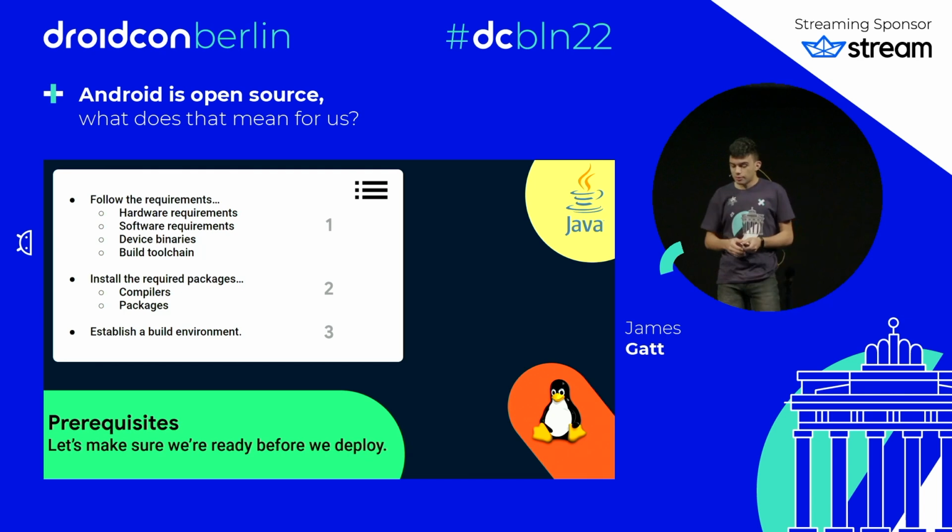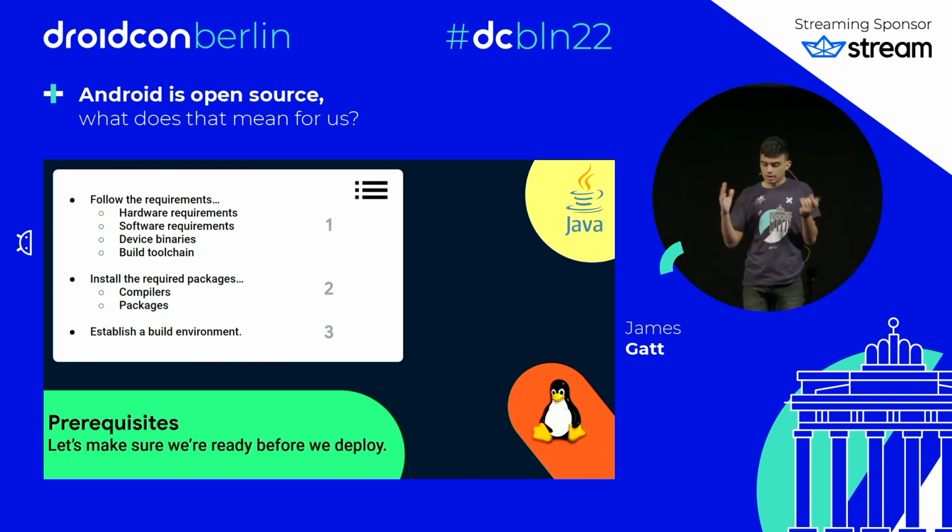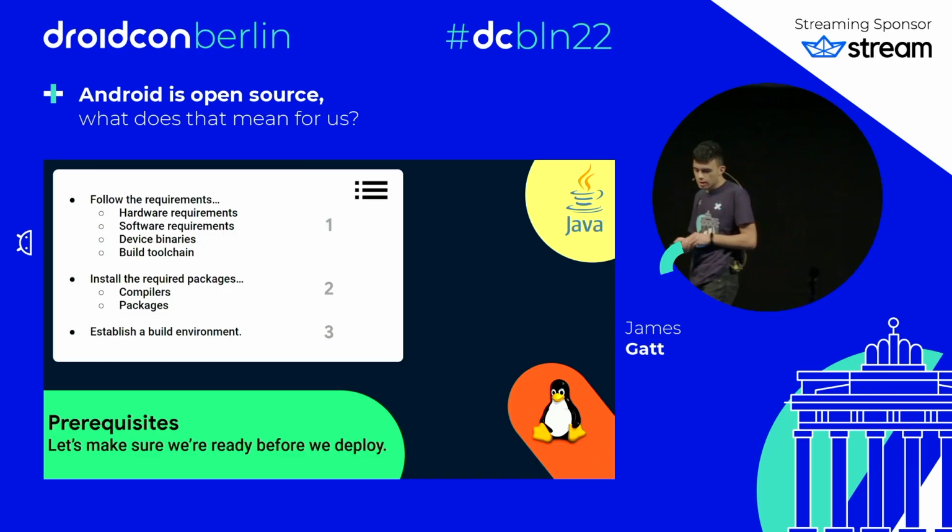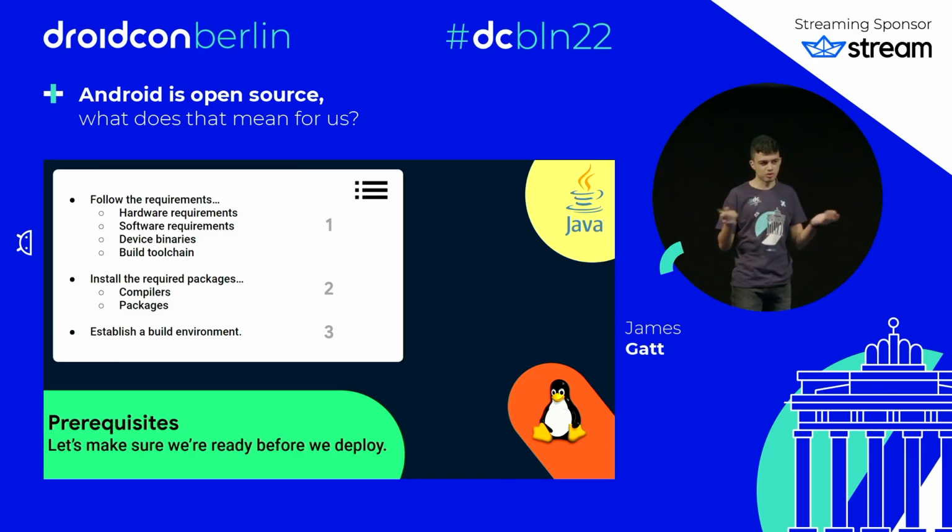As mentioned before, the compilers can be GCC, Clang, and later on you'll also need Bison. Packages such as repo and Git will be used later on to synchronize and implement any new repositories. And that finally establishes a build environment.